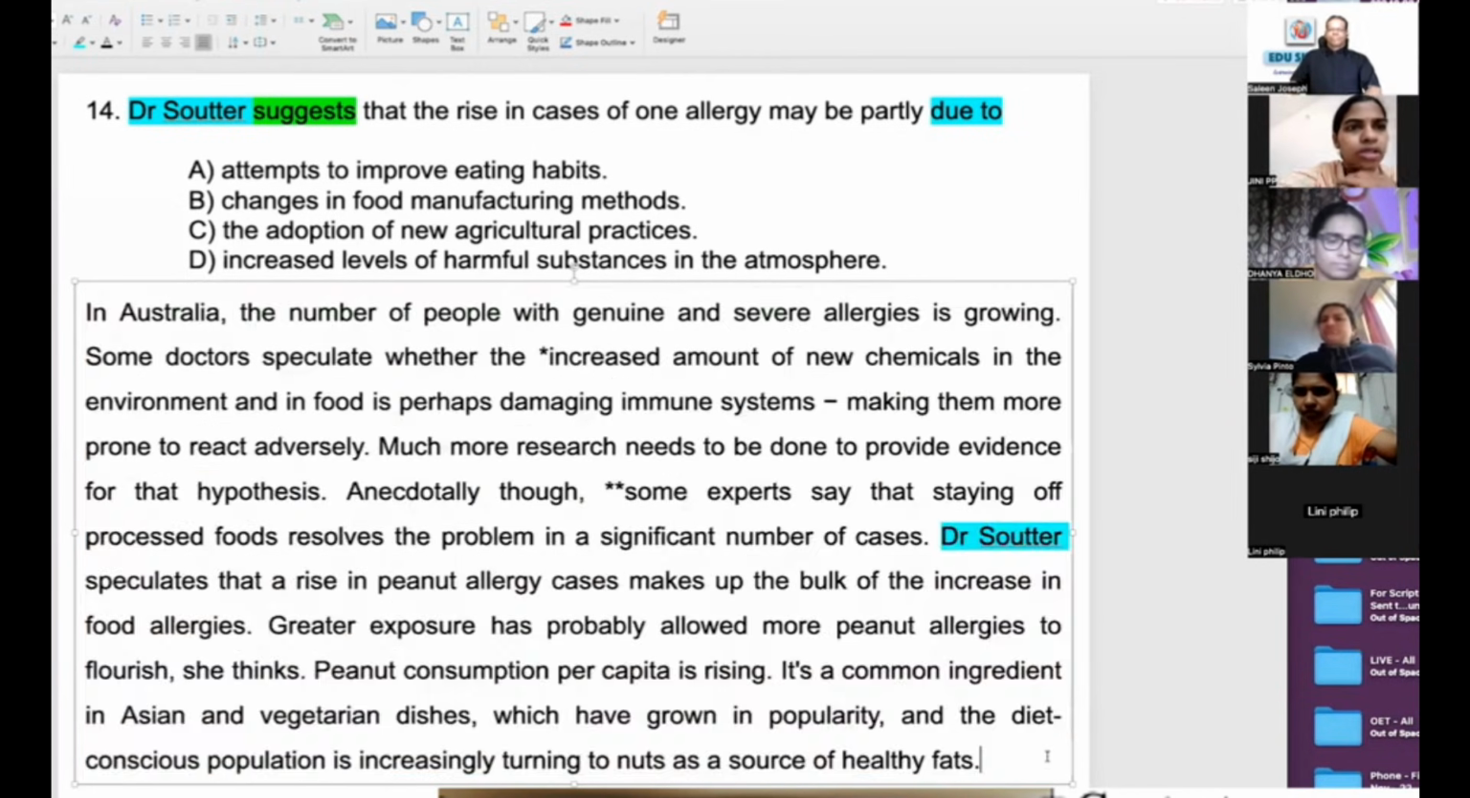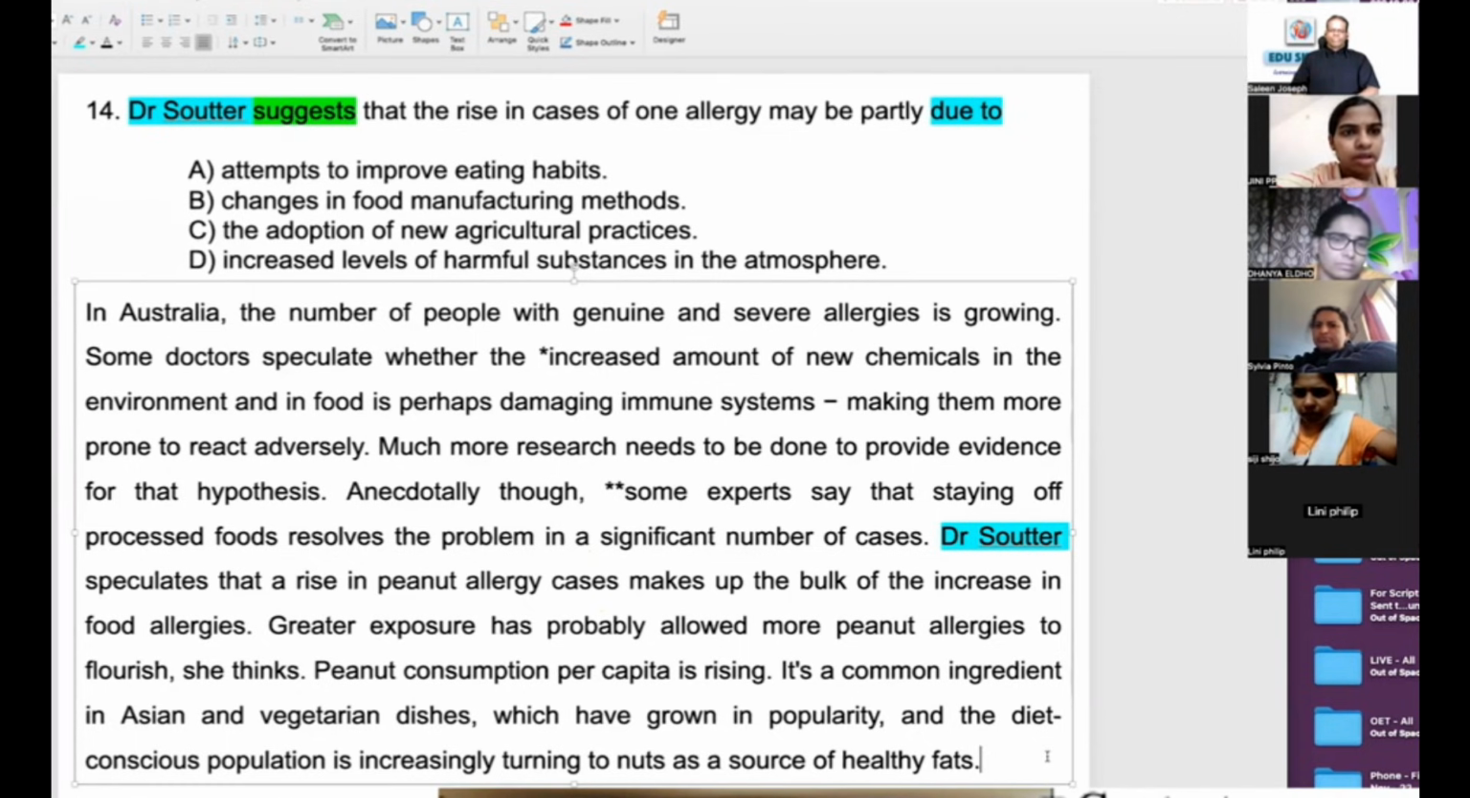Australia, the number of people with genuine and severe allergies is growing. Some doctors speculate whether the increased amount of new chemicals in the environment and in food is perhaps damaging immune systems, making them more prone to react adversely. Much more research needs to be done to provide evidence for that hypothesis.